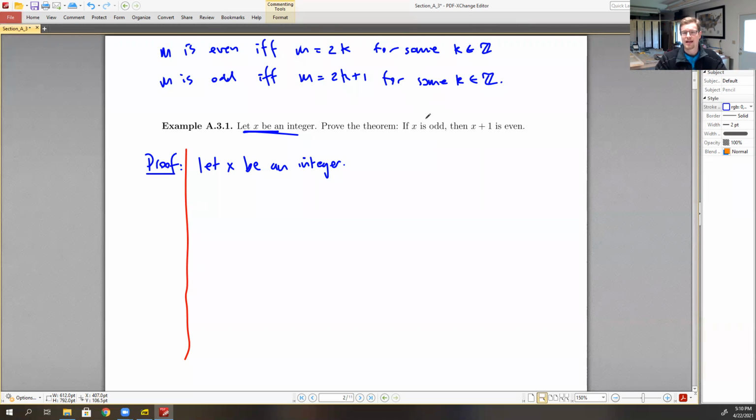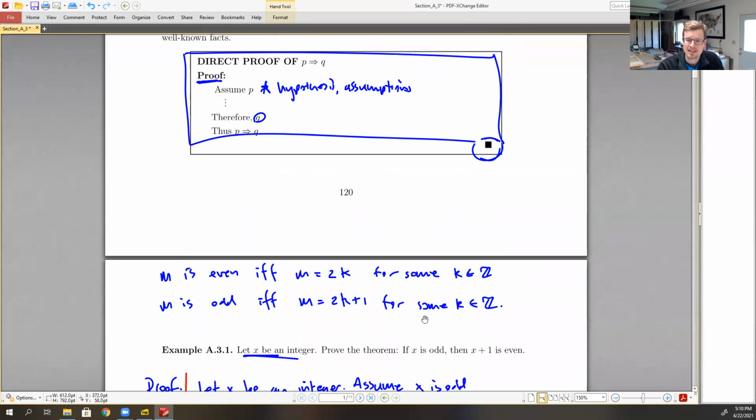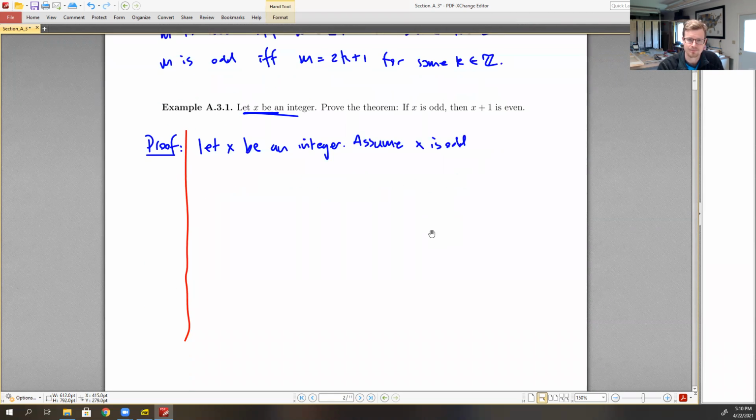So we have to start with x being an integer. So let x be an integer, and then we begin with our assumptions. Our hypothesis is what we assume. So let x be an integer, and then assume x is odd, right? So we have assumed the premise, or the hypothesis. What we've done here is we assumed P. P is x is odd. So we assume that x is odd.